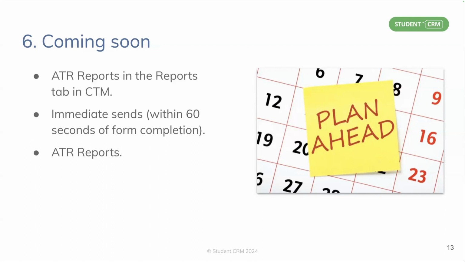Then we've got a new feature coming soon, which is immediate sends. So immediate sends means that within 60 seconds of a form completion, something can go straight out to them. If you've used SDB before, Student Database, and if you used any of the apps on the student side, we've already got something that goes out immediately. That's coming into this tool soon.